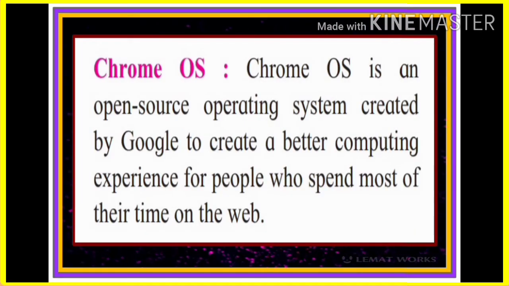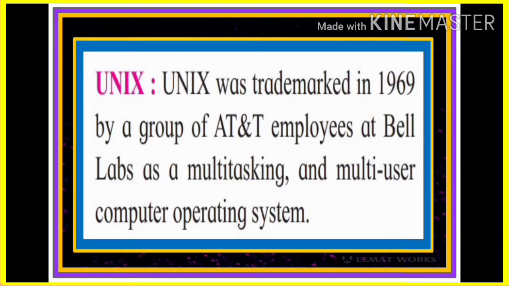Chrome OS. Chrome OS is an open source operating system created by Google to create a better computing experience for people who spend most of the time on the web. So the people who spend most of their time on the web, Chrome operating system is suitable for them, and it is created by Google. Unix was trademarked in 1969 by a group of AT&T employees at Bell Labs as a multitasking and multi-user computer operating system. So Unix is one of the most popular multi-user and multitasking operating systems.